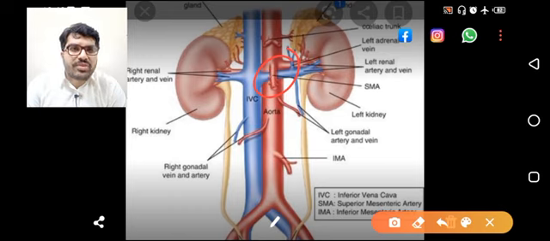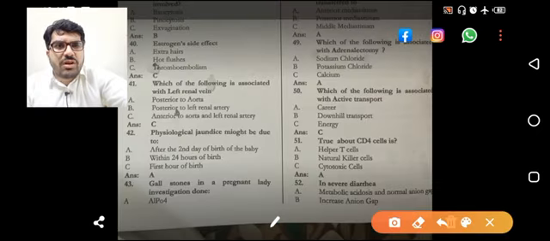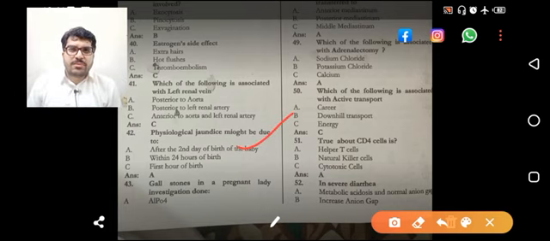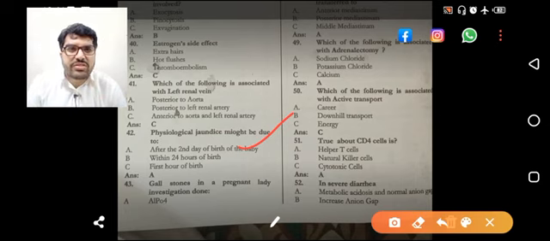Coming toward physiological jaundice after the second day of birth. So it is actually after 24 hours, and it must resolve within the first 2 weeks. After 2 weeks, if there is jaundice, this is pathological jaundice. Within the first 24 hours, if it is jaundice, this is pathological jaundice. So our answer is A.